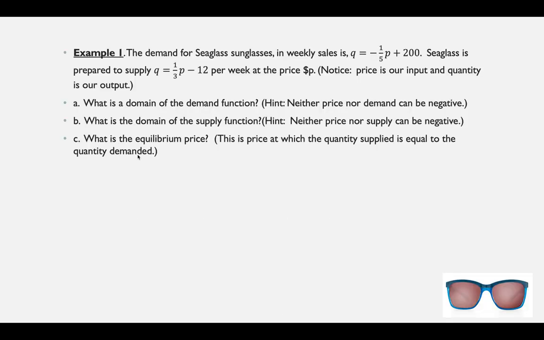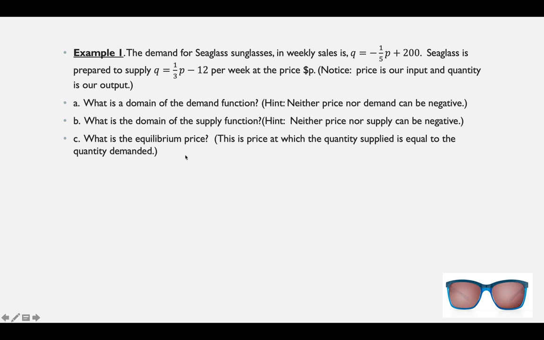Okay, so our first example, we're going to consider some sea glass sunglasses. The demand for sea glass sunglasses in weekly sales is Q equals negative 1/5 P plus 200. Sea glass is prepared to supply Q equals 1/3 P minus 12 per week at the price of P dollars. So P is price. So our input for this particular situation is price, and our output is quantity. Okay, there's quantity demanded and there's quantity supplied.